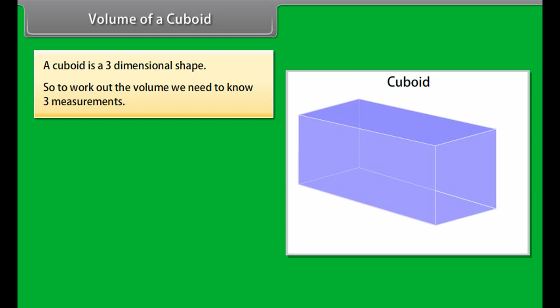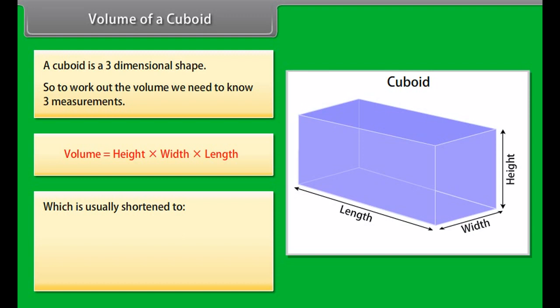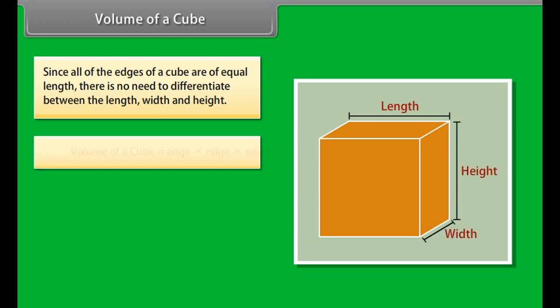Volume of a cuboid. A cuboid is a three-dimensional shape. So, to work out the volume, we need to know three measurements. Look at this shape. There are three different measurements: height, width, length. The volume is found using the formula, which is height times width times length, usually shortened to V equals H times W times L, or more simply, V equals LWH.